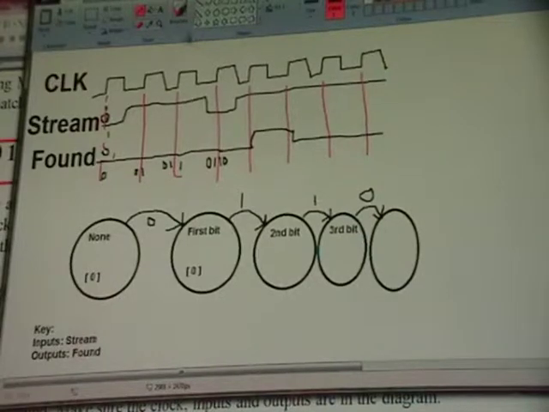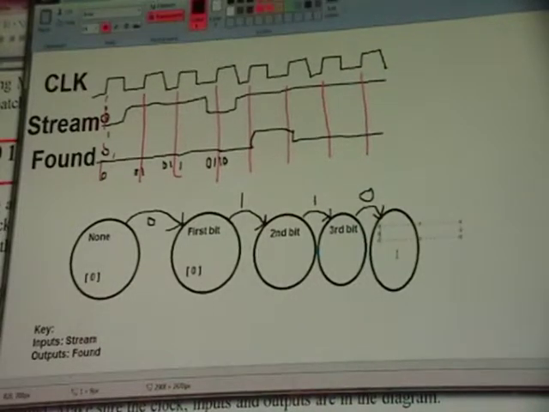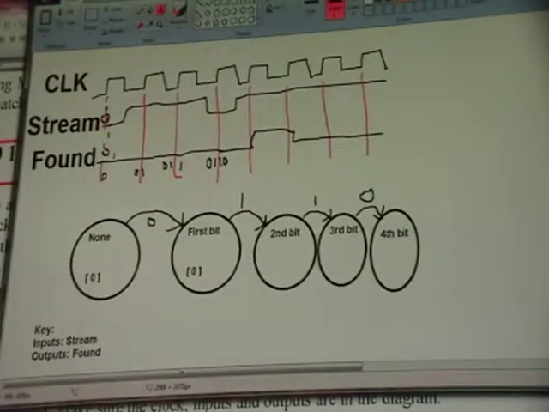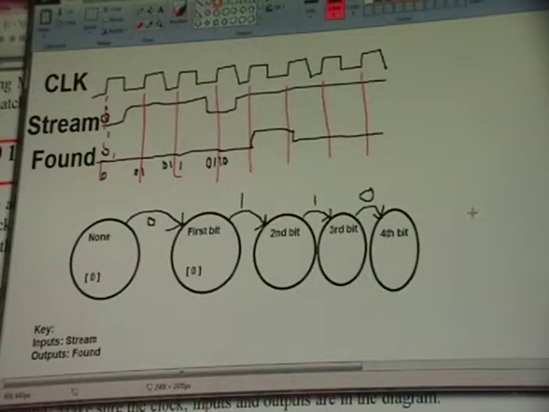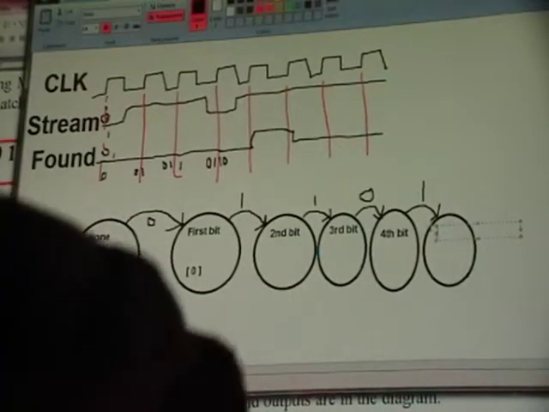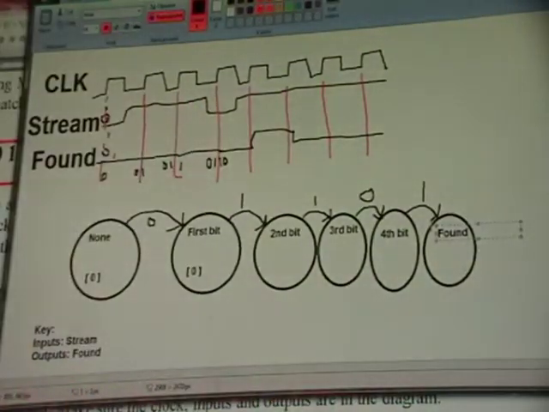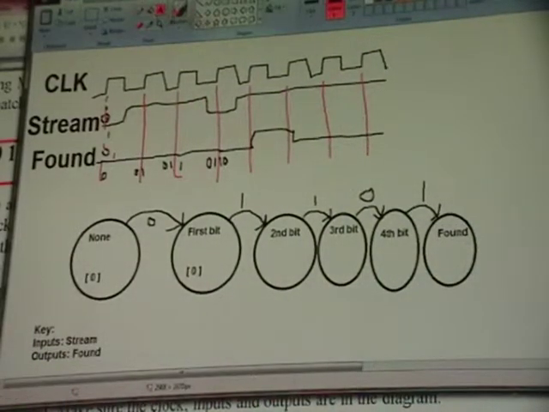So we'll name this, and let's see, can I get that last state in there? Yep, looks like it will fit. And there we go, and this one's going to be found. Okay, so let's fill in the outputs now.